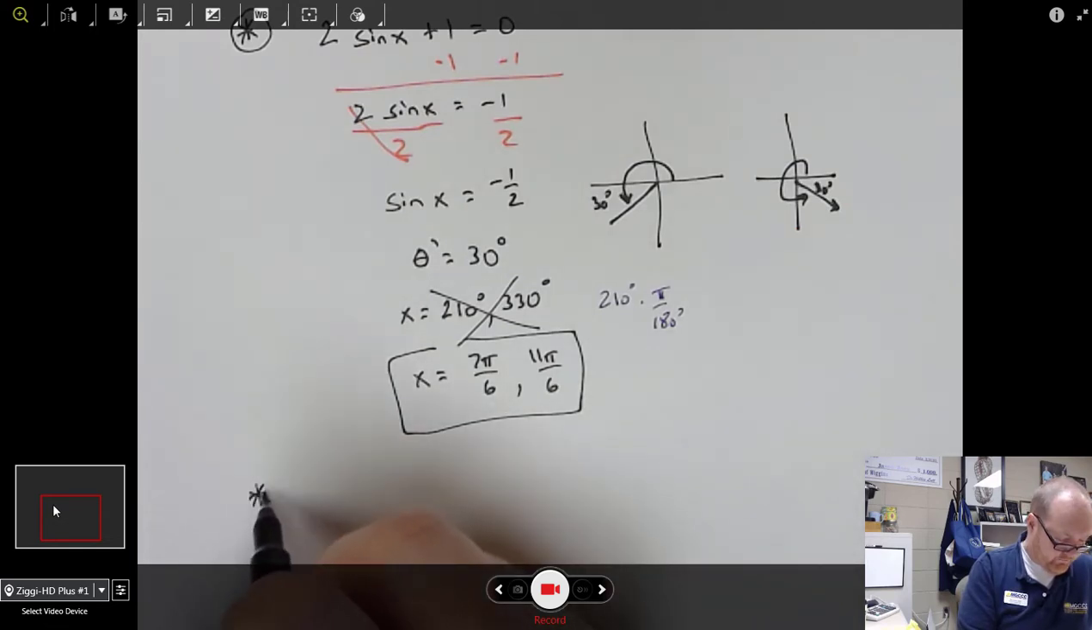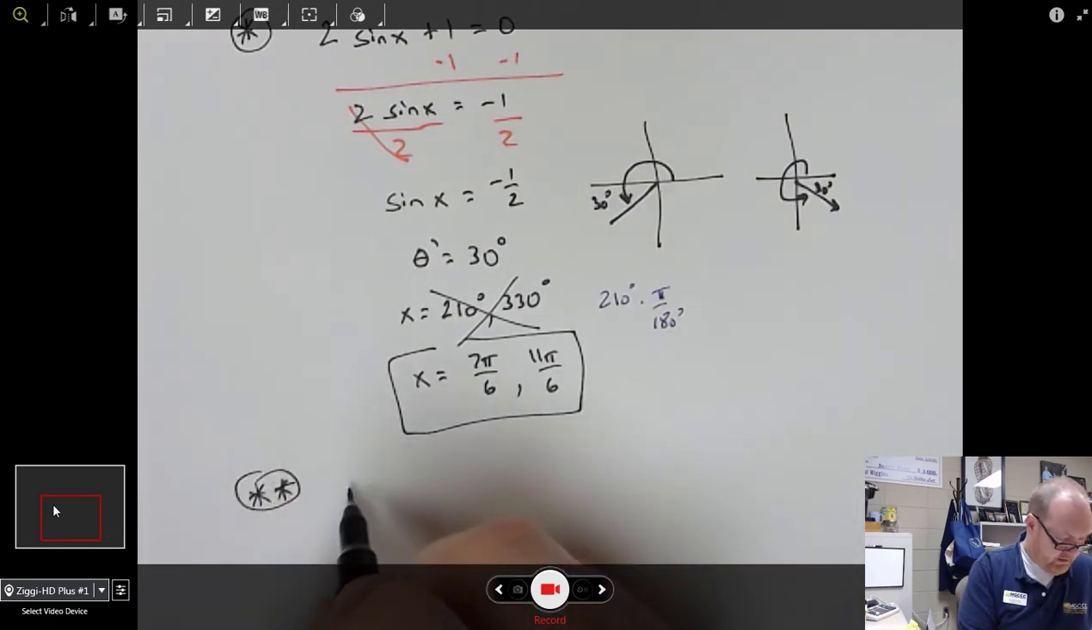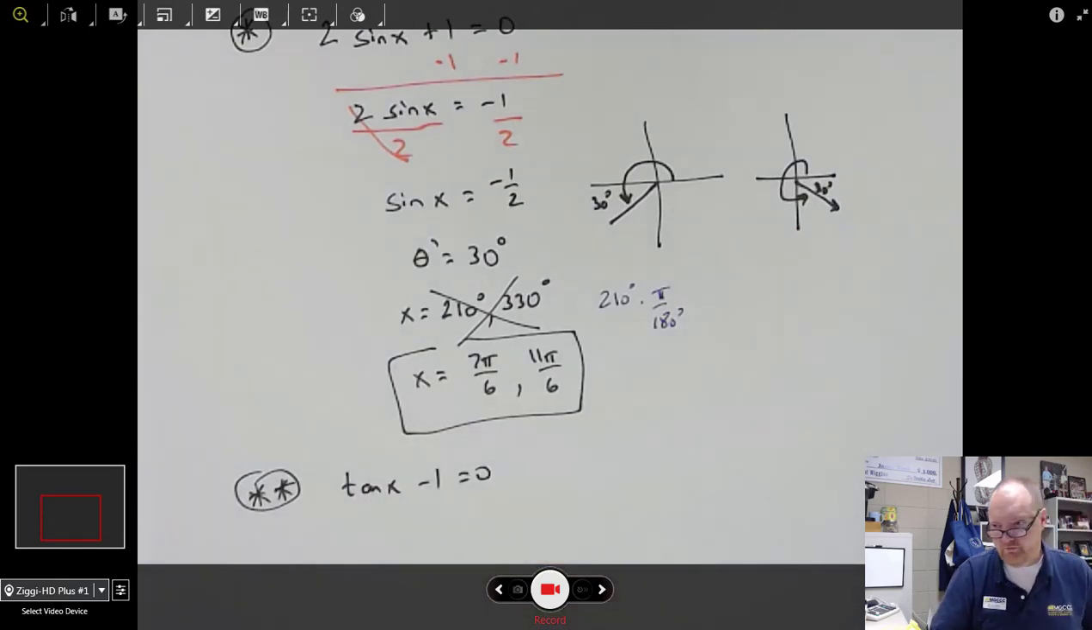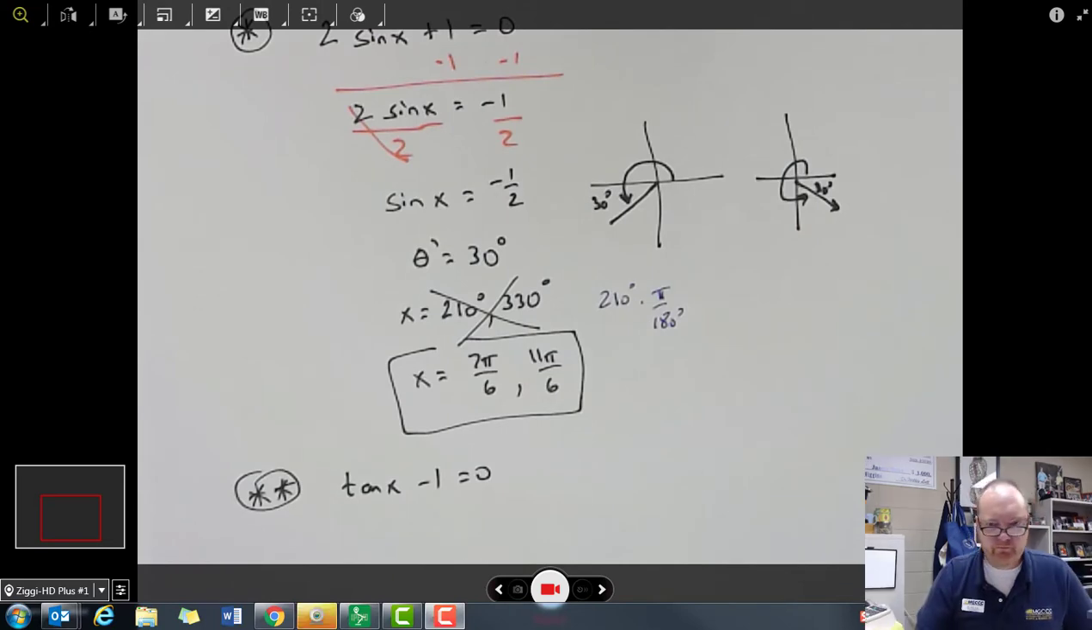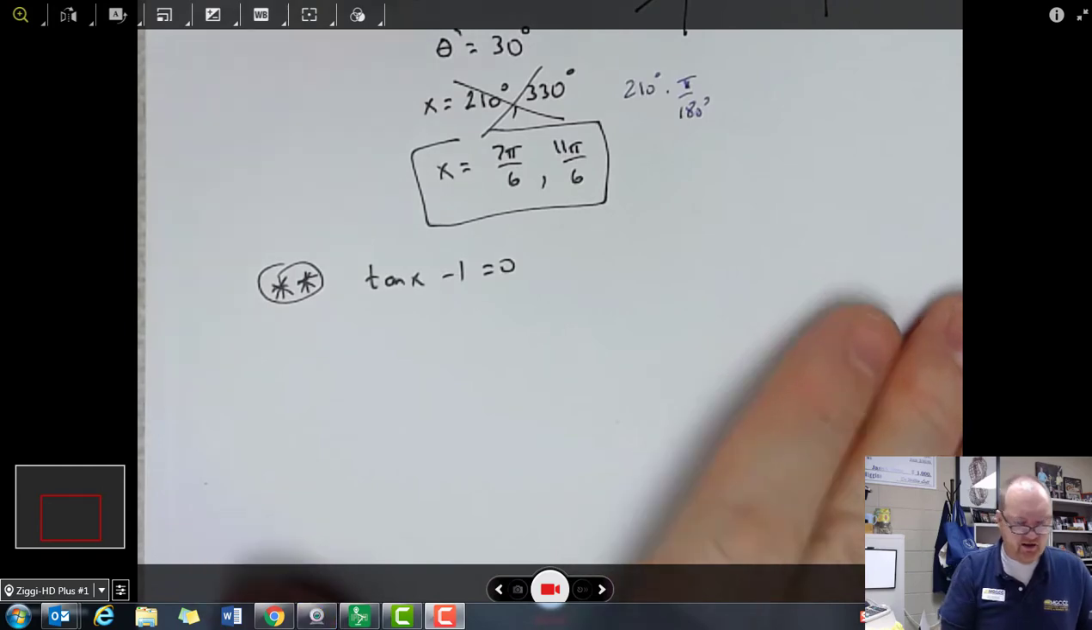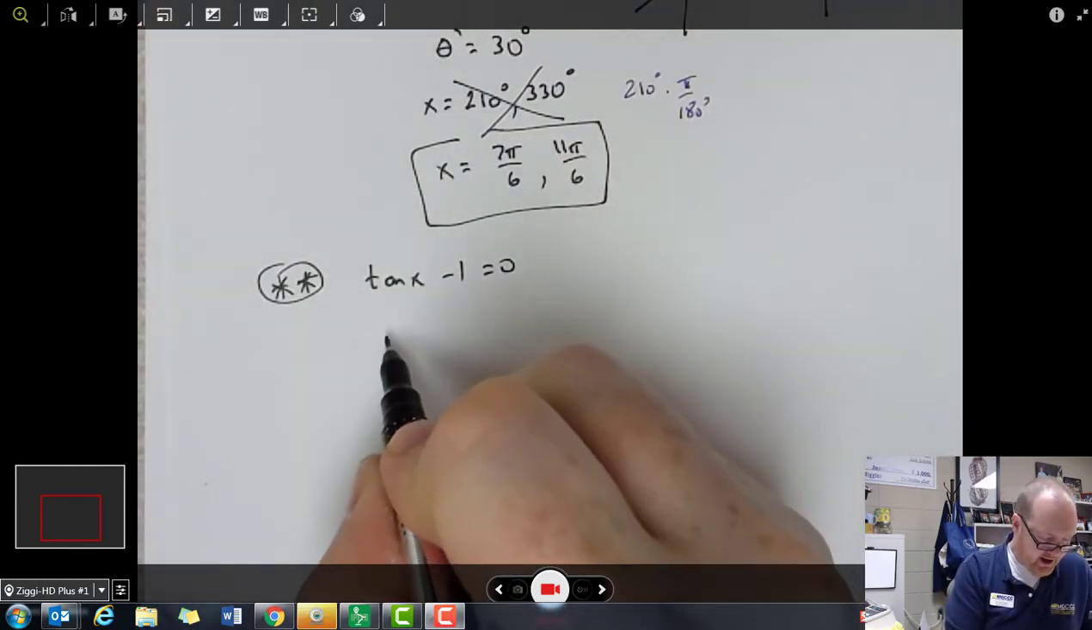Problem star star. Let's do the tangent of x minus 1 all equal to 0. All right, tangent of x minus 1 equal to 0. And again, that's easily solved. We can add 1 to either side.